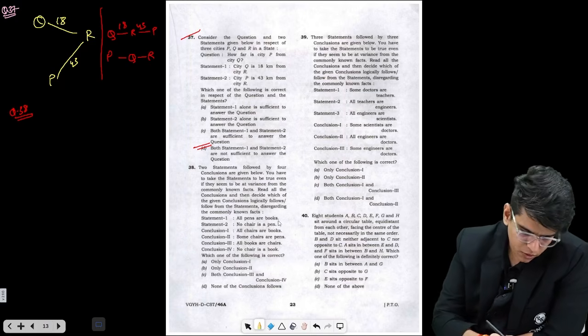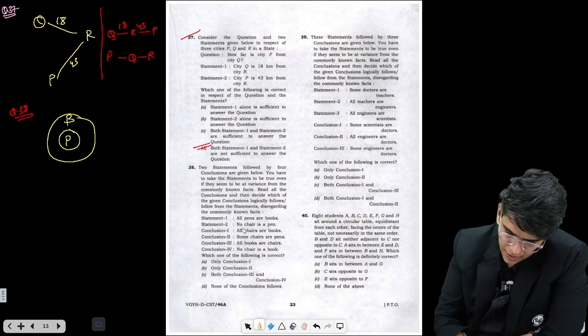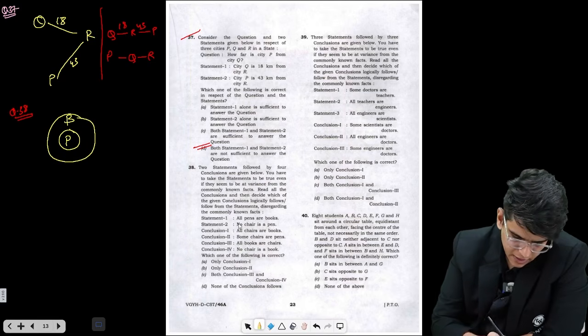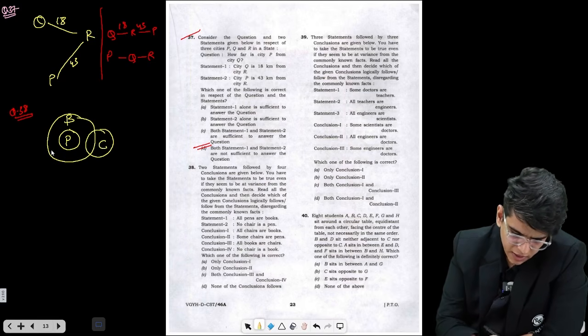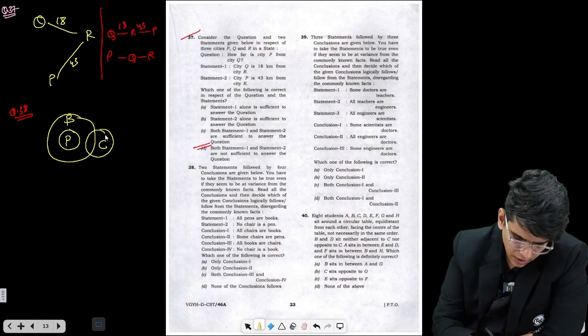All pens are books. Basically, all pens are books. And the statement: no chair is a pen. So basically, a chair can be a book but can't be a pen. Okay. Conclusion 1: all chairs are books. Chairs here are not necessarily books. So conclusion 1 is wrong.